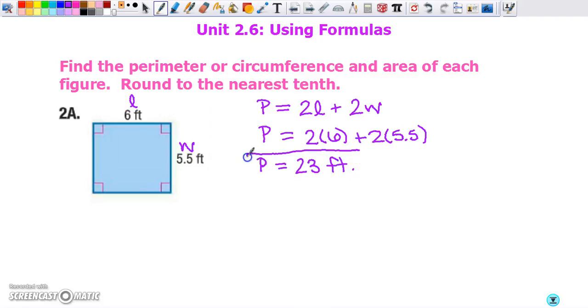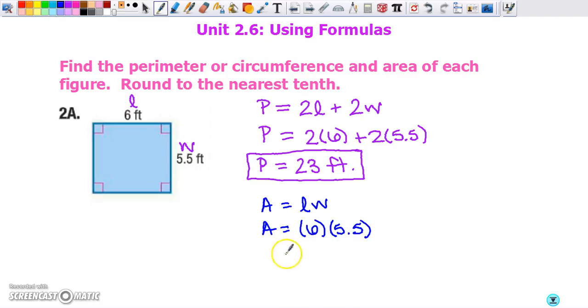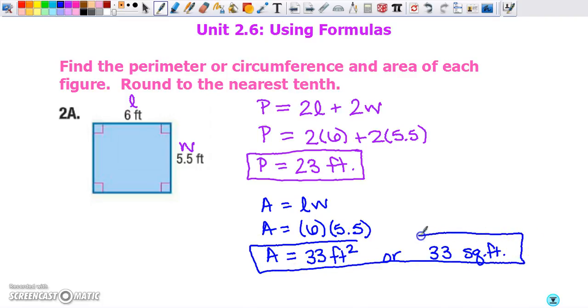Okay, it's important that you include units if they are given to you. Then we move into the area. And area for a shape like this is just length times width. So we're going to take our 6, which is our length, and multiply it by our width of 5.5 to get a total area of 33 feet squared. So remember, it's always square units. Another way that you could write that is 33 square feet. You might also see that abbreviation as well. So either one of these is acceptable in how you could write your answer, but making sure that you have your units in there.